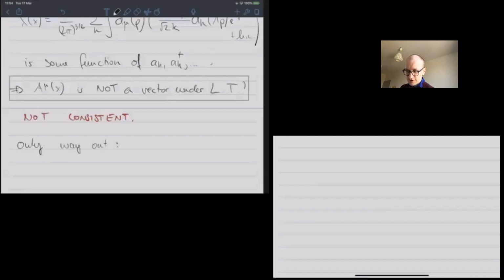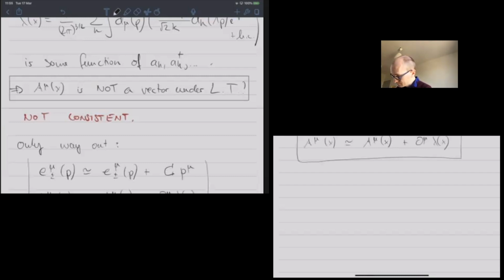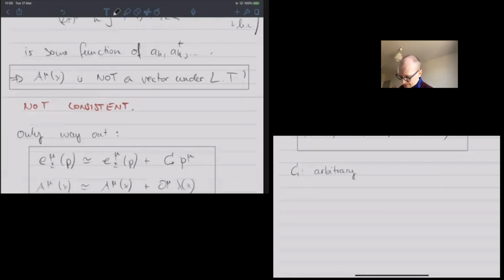is that we actually say that we identify representations of the same state, meaning that E mu plus or minus of P represents the same state as E mu plus or minus of P plus some shift C times P mu, and that A mu of X accordingly represents the same physical state as A mu of X plus d mu lambda of X, where C is some arbitrary parameter and lambda of X is some arbitrary function.